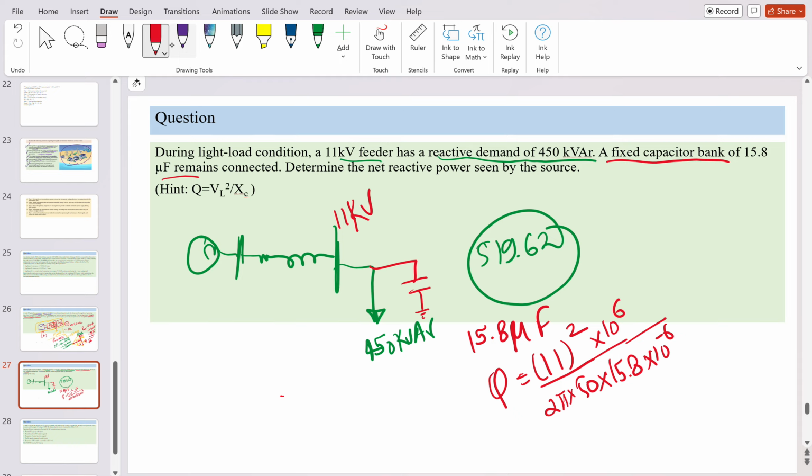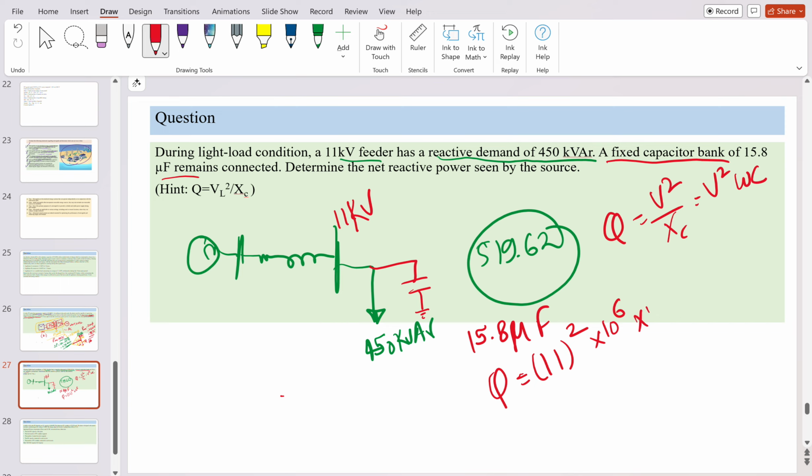Sorry, there is one error here. It will be like this: Q is equal to V square by Xc, so it will be V square omega C. So you have to multiply 2 pi f by C, that is 15.8 multiplied by 10 to the power minus 6. When you work it out, you will get a certain value. So you are providing a certain reactive power from the capacitor bank, but the demand was 450 kVAr already.